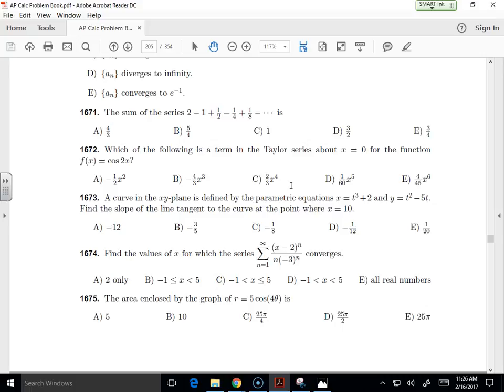The area enclosed by the graph r equals 5 cosine of theta is. So they want us to integrate. We can't. On to the next one. Integrate r equals 5 cosine of theta. Can we do that? No, you don't know how to do polar area. That's chapter 11.